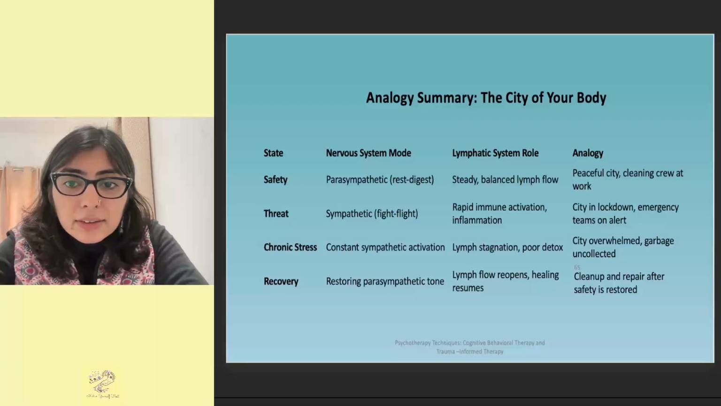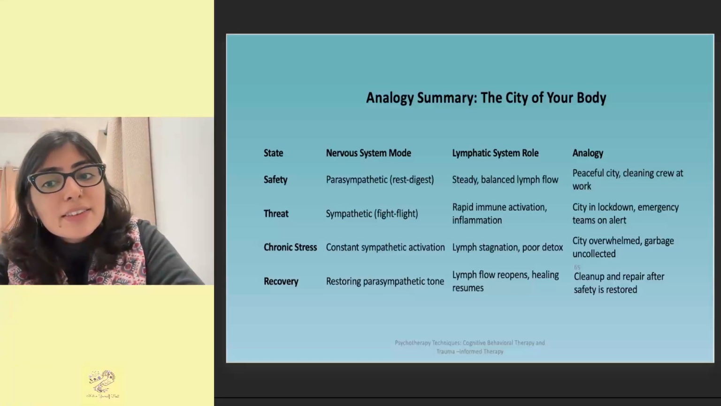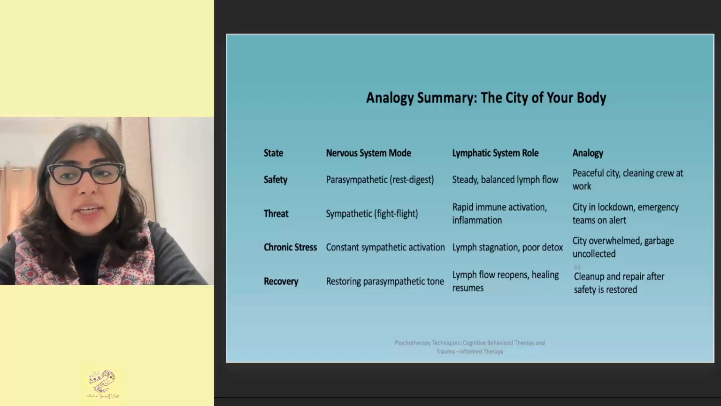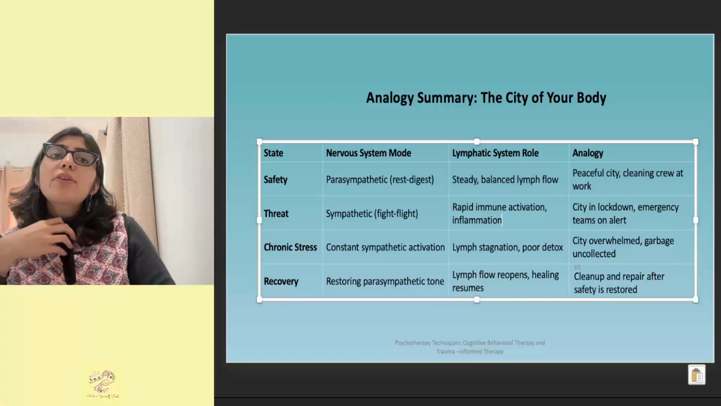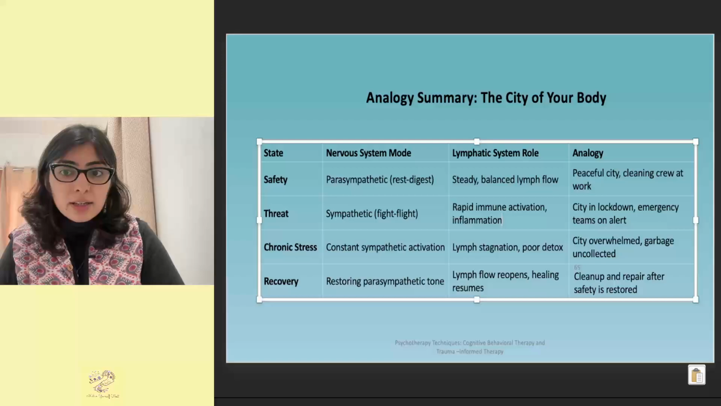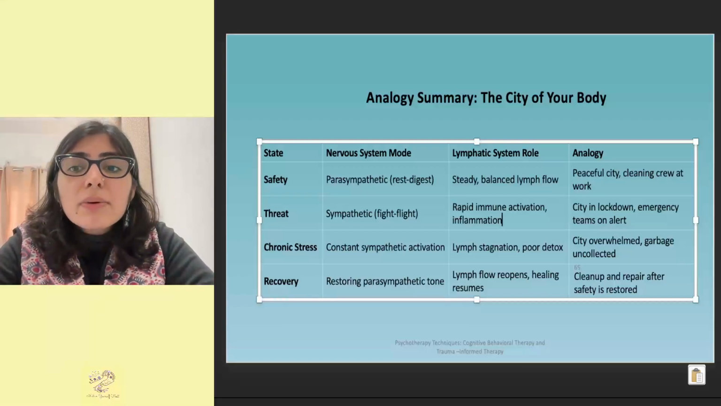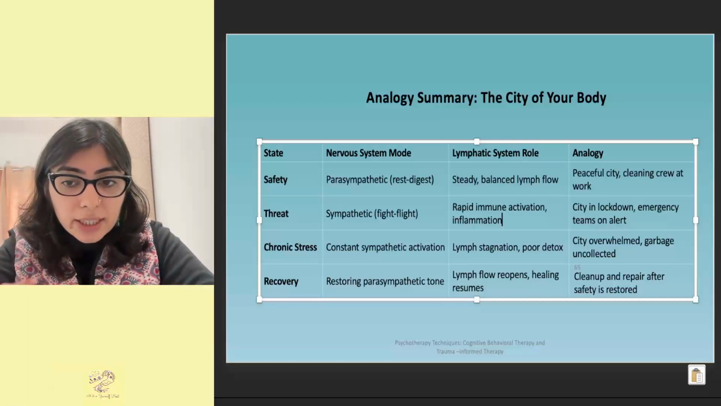So to summarize, nervous system mode: if it's in the parasympathetic ventral vagal state, rest and digest, the lymphatic system is balanced. So we can understand that the city is working peacefully, it's very clean. If the nervous system is in fight or flight, there is immune activation and inflammation because the blood flow is not going to the desired area, which could be the neck or stomach. It is going to the arms and legs. So the lymphatic system is only working in the arms and legs area, which is why it's not able to filter the infection if there is one in a different area.